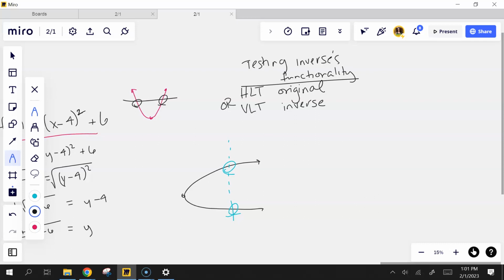You won't do a horizontal line test on an inverse. What if it doesn't pass the horizontal line test? No inverse function. Because the inverse wouldn't be a function. Right? Follow me? Yeah. Say again.